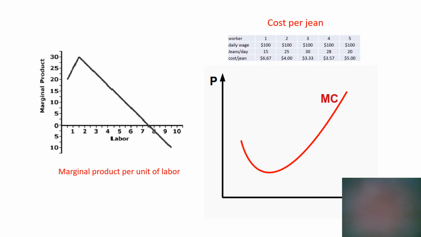we see that for the first worker, the cost per jean is $6.67. The second worker, because he contributed more, his cost per jean is $4. The third, $3.33. The fourth, $3.57. So we hit a bottom with 3 workers, and then the marginal cost starts going up. I like to say that the marginal cost curve is shaped like the Nike swoosh.